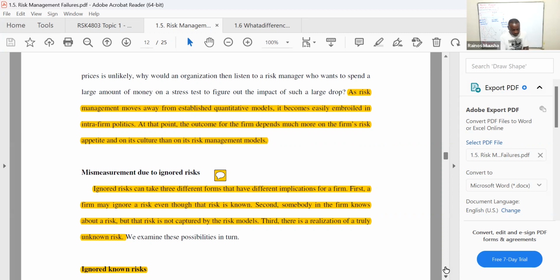Are there any questions before we look at mismeasurement due to ignored risks? Any questions?